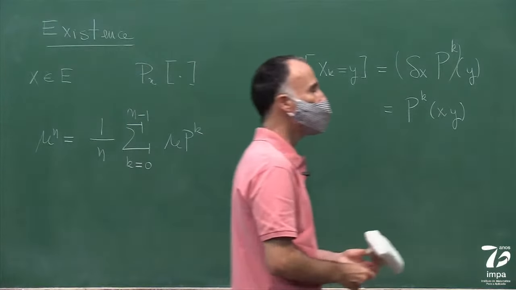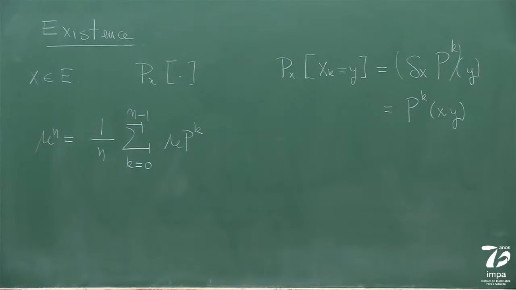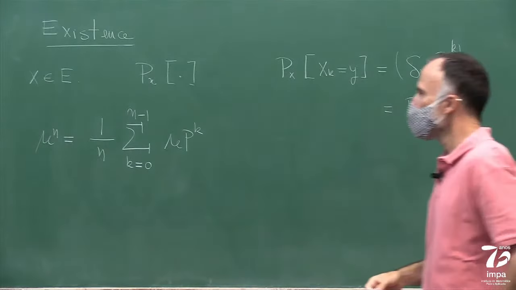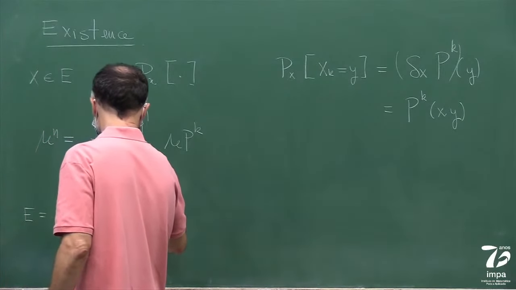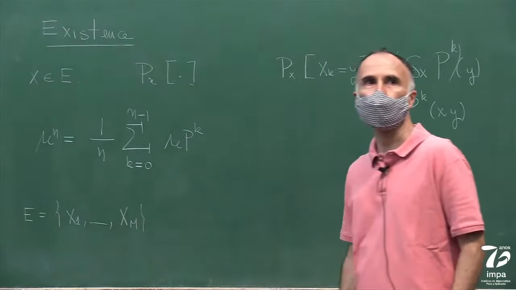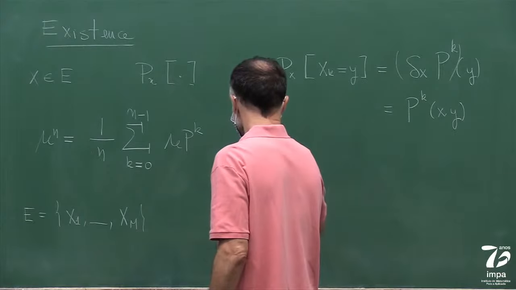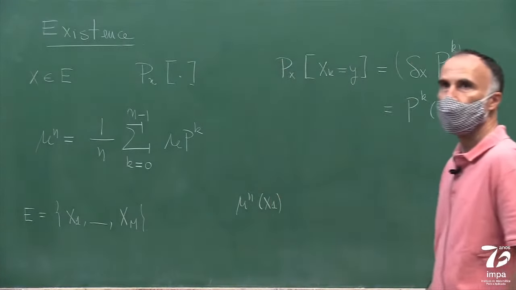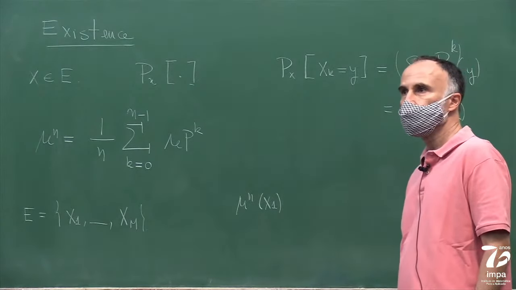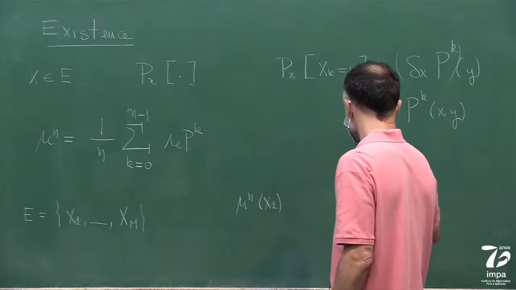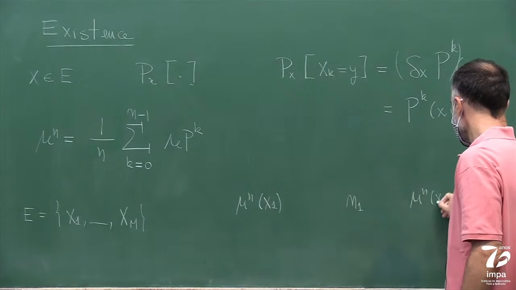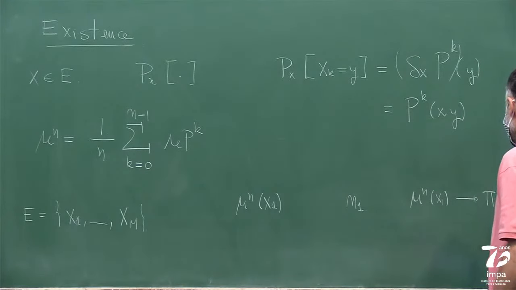So now I have defined the sequence of probability measures, and what I will do is I will use compactness to extract a convergent subsequence. Okay? So I assumed E to be finite, so E can be represented by x1 up to xm. These are all the points. So now I consider the sequence mu n of x1. So mu n, it's a probability measure. So this sequence, it's positive and bounded by 1. So I can find a subsequence, which I will represent by n1, for which mu n x1 converge to a limit, which I will represent by pi x1.